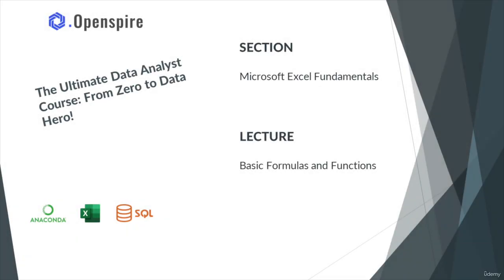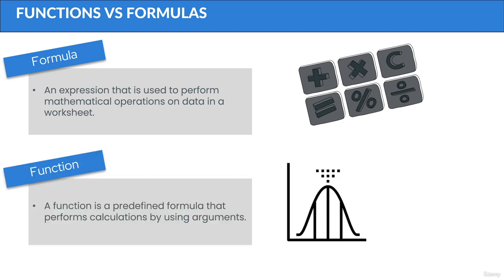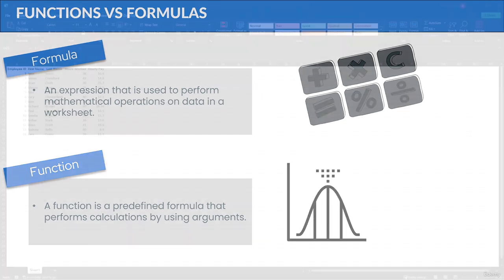In this lecture, we'll go through and look at how we can automate calculations inside of Excel using formulas and functions. Let's start by looking at what formulas and functions are. A formula is an expression that can be used to perform mathematical operations on data inside of a worksheet. Some good examples of formulas include addition, multiplication, subtraction, and division. A function is similar to a formula, but could take on some different functionality. And again here, a function is a predefined formula that performs calculations by using arguments.